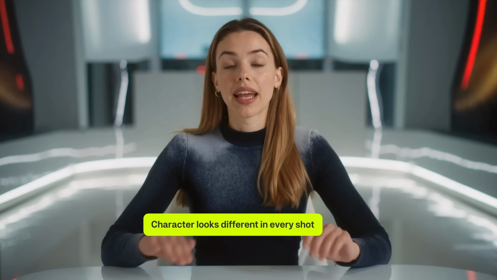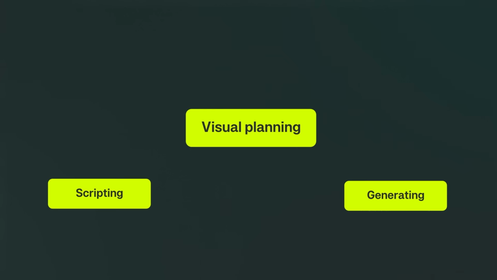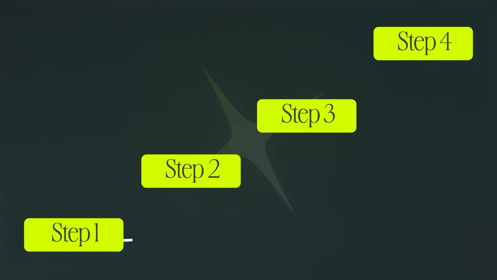If you have ever tried making an AI anime before, you already know the problems. Your character looks different in every single shot, and the scenes just do not match each other. And the biggest mistake most people make is skipping the visual planning stage and just jumping straight into generating. So today, we are doing it the right way. We are going to go from zero to a finished short AI anime, and everything is going to be planned before we generate a single image.